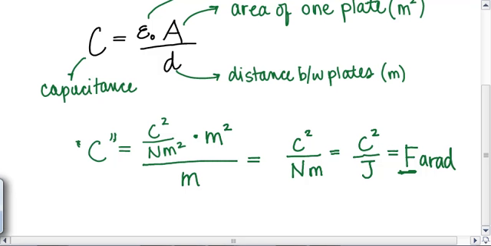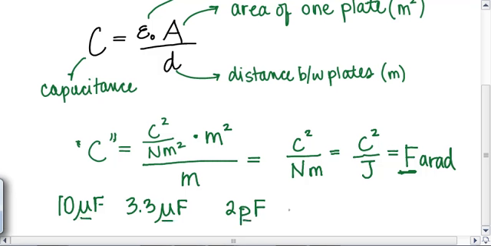And 1 farad is a huge capacitor. So most of the capacitances that you will see in problems will be microfarads. Remember the micro symbol? So like 10 microfarads, 3.3 microfarads. You might even see 2 picofarads. Pico is times 10 to the negative 12. So you're probably going to see a prefix that's a times 10 to the negative something in there. Okay?